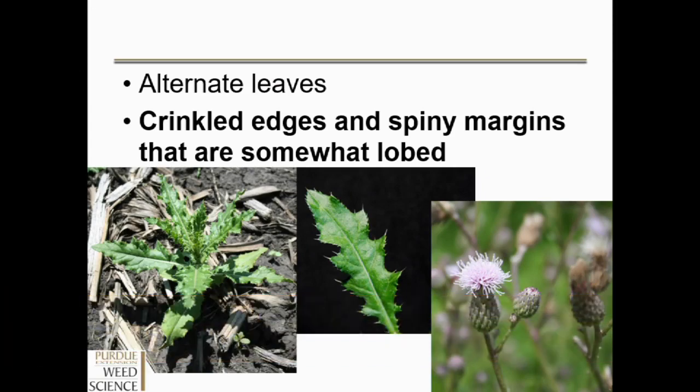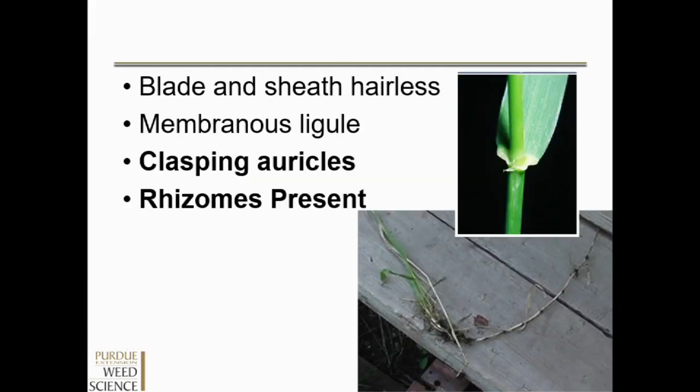Okay, so we've got a plant here that has alternate leaves. The leaves have crinkled edges and spiny margins, and the leaves are somewhat lobed. I'm also going to tell you this is a perennial plant. Excuse me, it's got spines on it, and it's still on our noxious weed law. So do we have any guesses on that one yet? So we'll give you about 10 seconds here, and then we'll go ahead and give you the answer. Okay, no guesses yet, so this one is Canada thistle. All right? Okay, we'll go on to our second one.